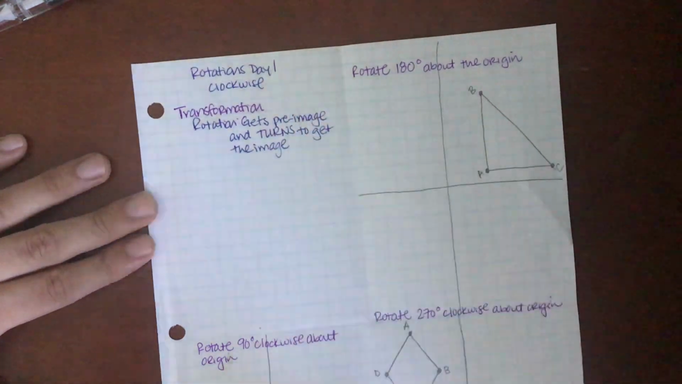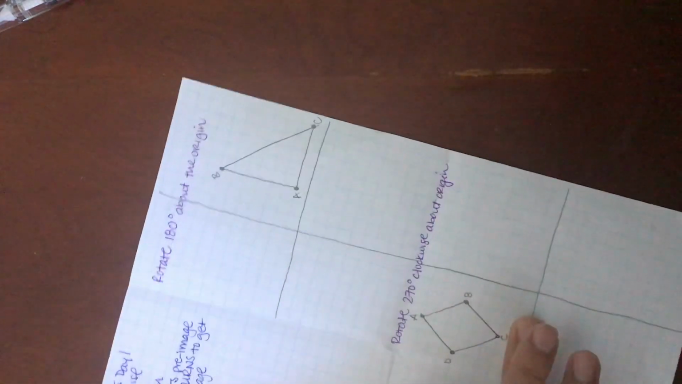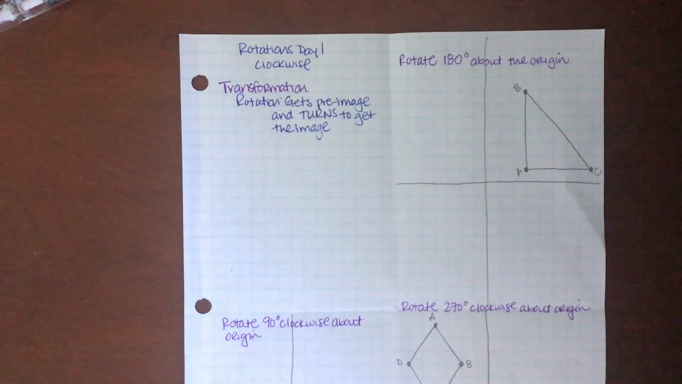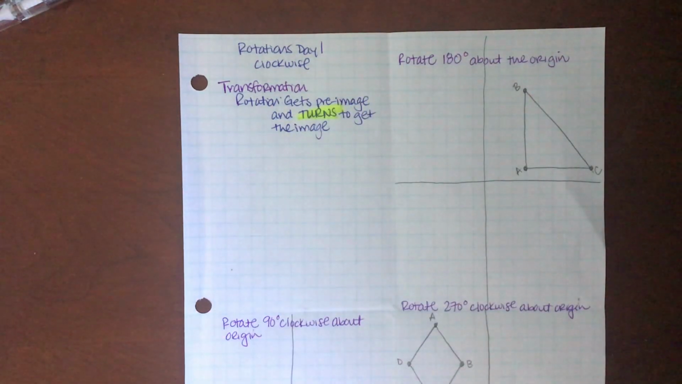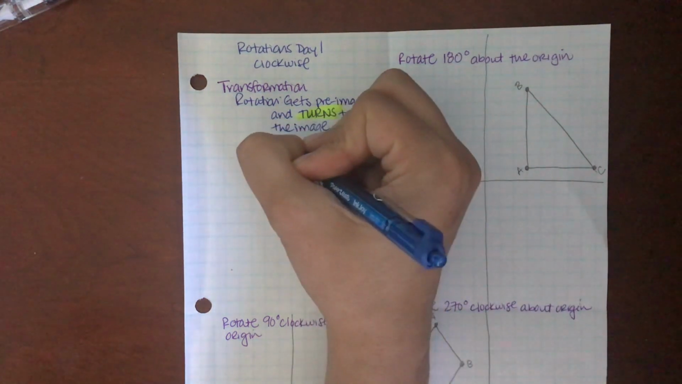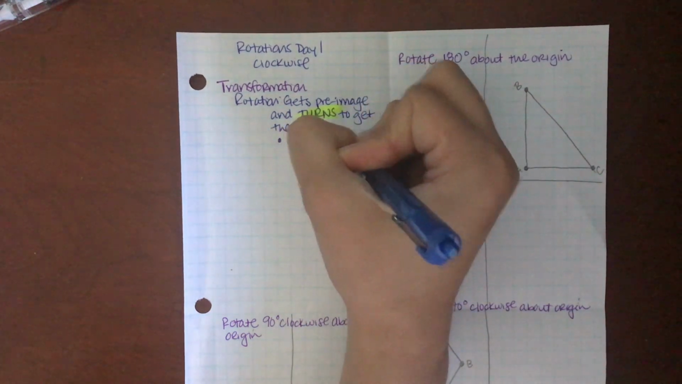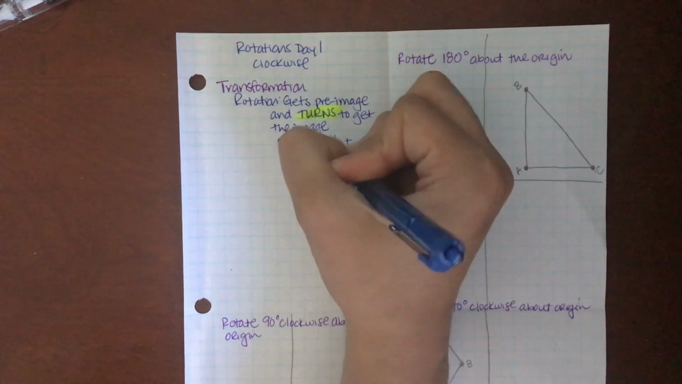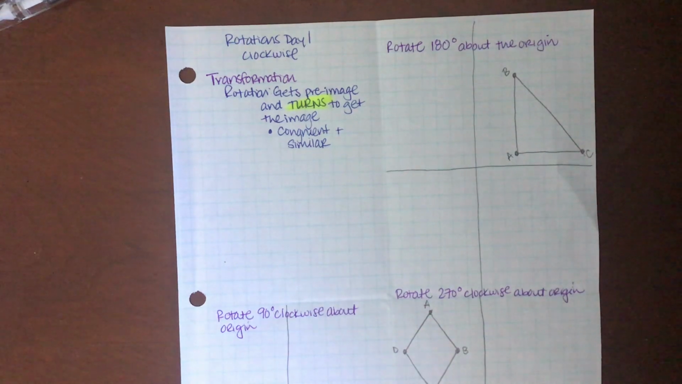In rotation, we are going to turn. We're going to turn either clockwise, which is going to the right, or we might turn counterclockwise. For today's video, we're just going to be turning clockwise. Again, the most important word here is turn. Same as the other transformations, when you do a rotation, the image and the pre-image will be congruent and similar.